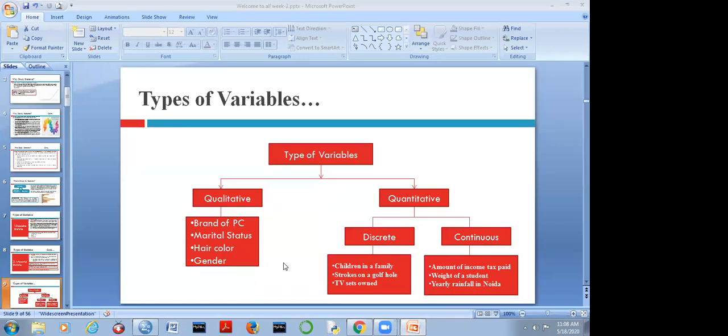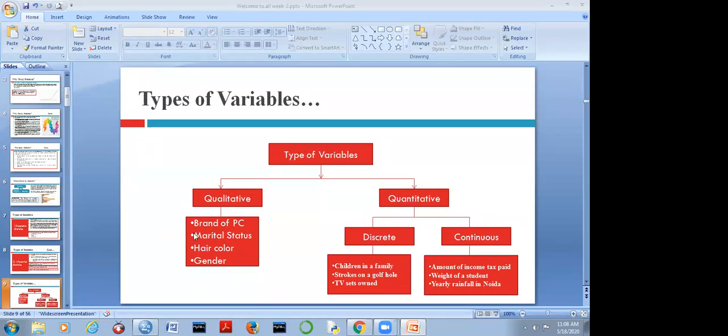Gender. Gender was a qualitative variable in which you will write male and female. Then gender is given here. Hair color, black and white, is also a qualitative variable. So the type of variable is qualitative.